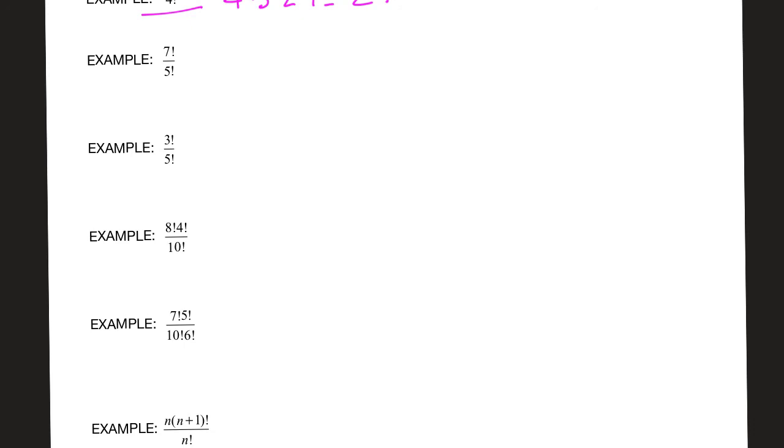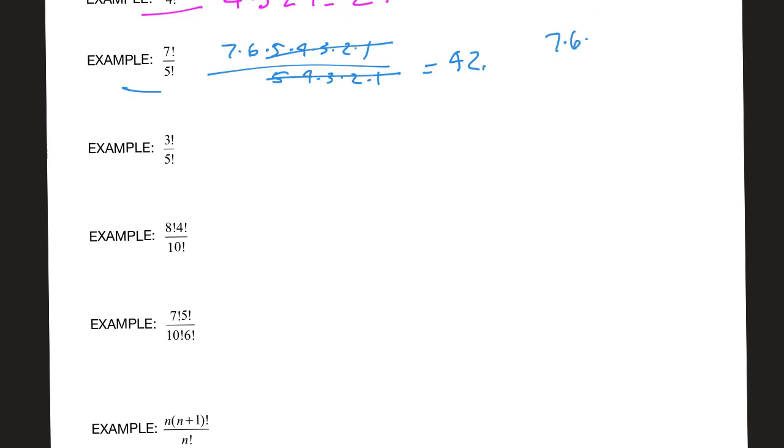Okay, so the next one, 7 factorial would be 7 times 6 times 5 times 4 times 3 times 2 times 1. And 5 factorial is 5 times 4 times 3 times 2 times 1. You can see that this and this cancel out, and the answer is 42. But I'm hoping you'll also see that you don't have to write it all the way out. I can shorten that up. I can just write it as 7 times 6 times 5 factorial over 5 factorial and have those cancel out.